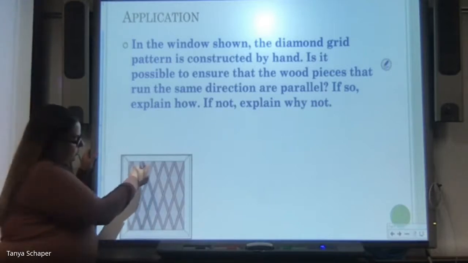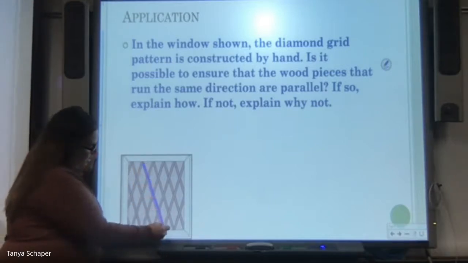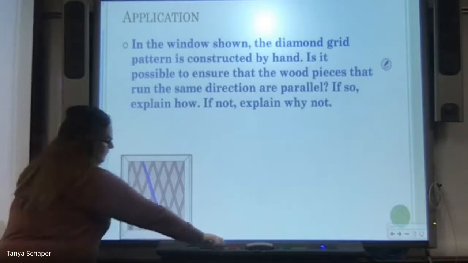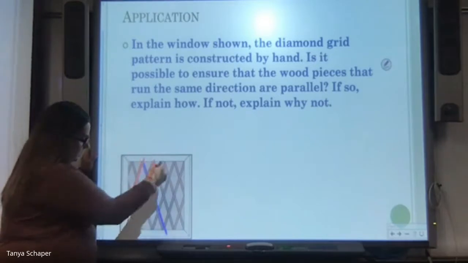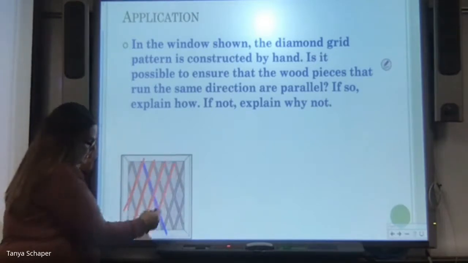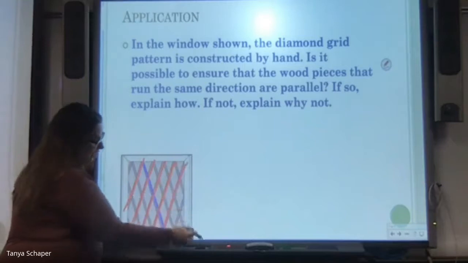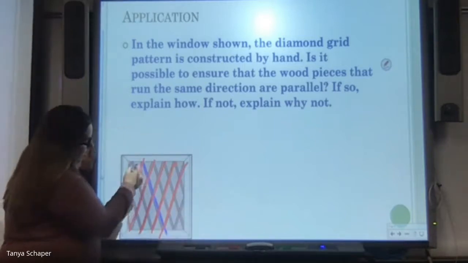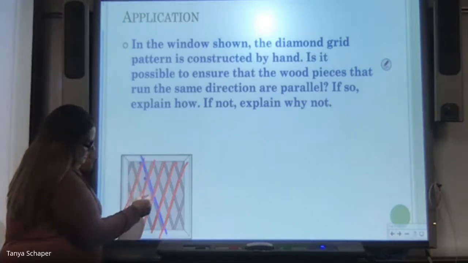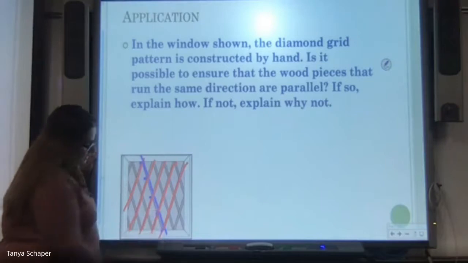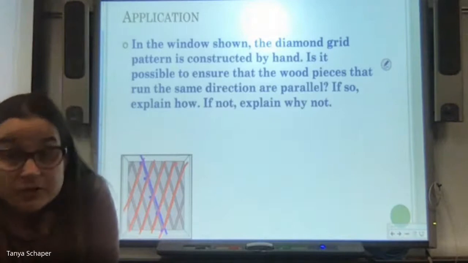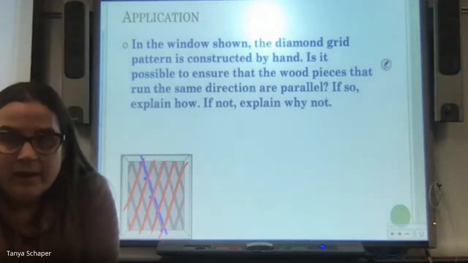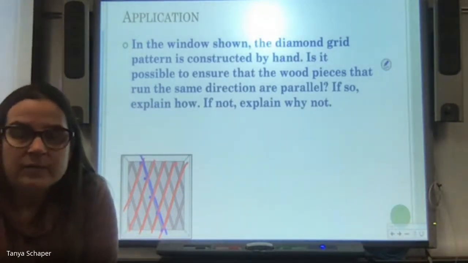What you're going to want to do is find a transversal that goes through all of them. So this transversal goes through all of these parallel lines. That's going to help us be efficient. Okay, not the last one, we'll have to do that. But all of these angles, if this extended, this angle, this angle, this angle, these are all corresponding. I would have to measure each of those angles to make sure that they're all the same measurement. And then that way I could ensure that all of my lines were parallel.